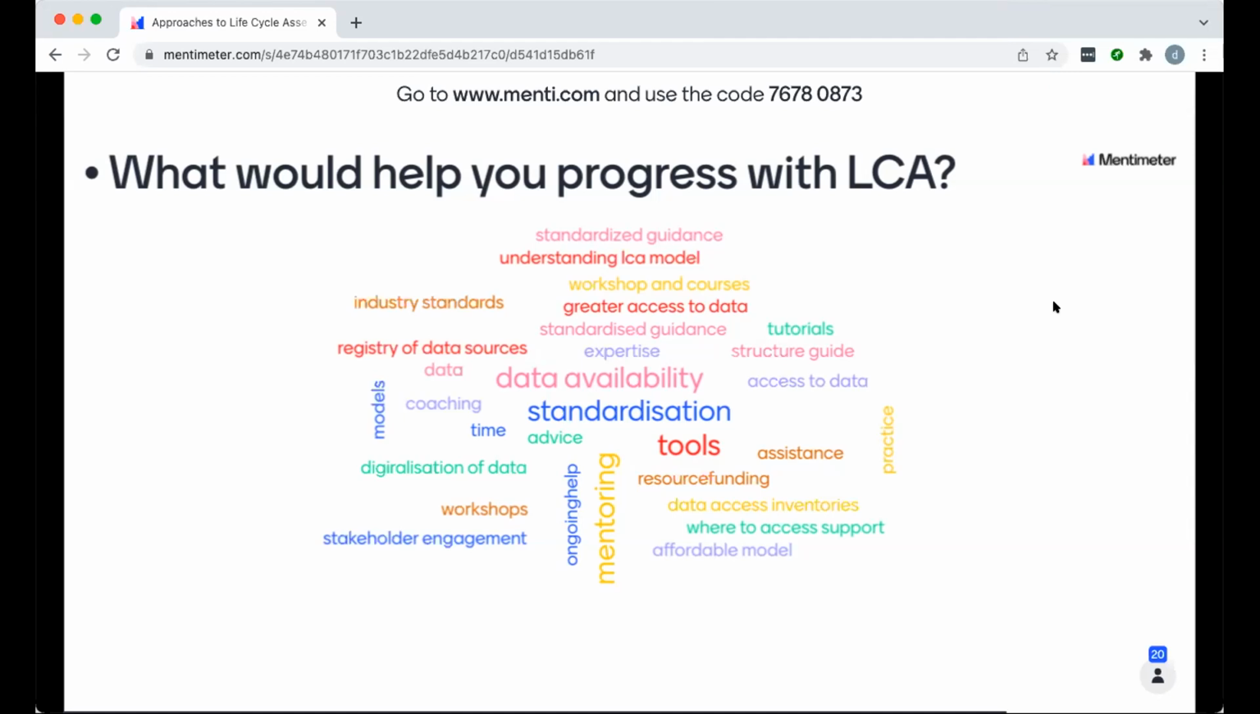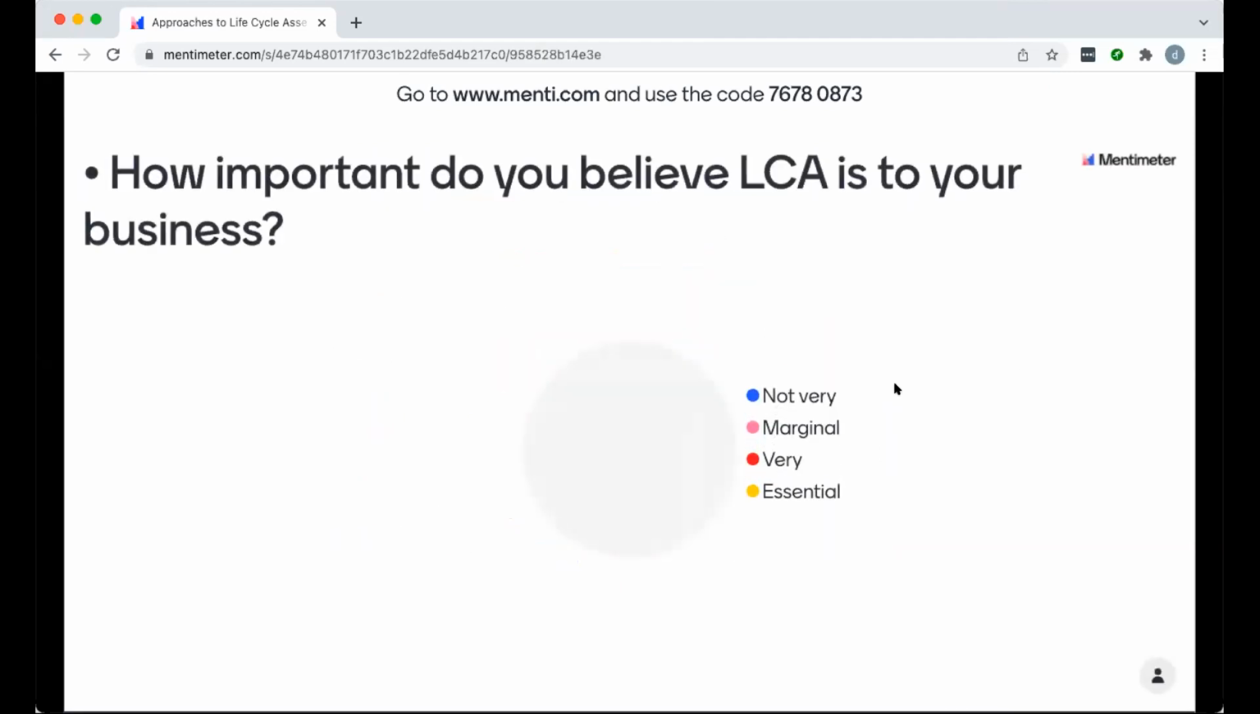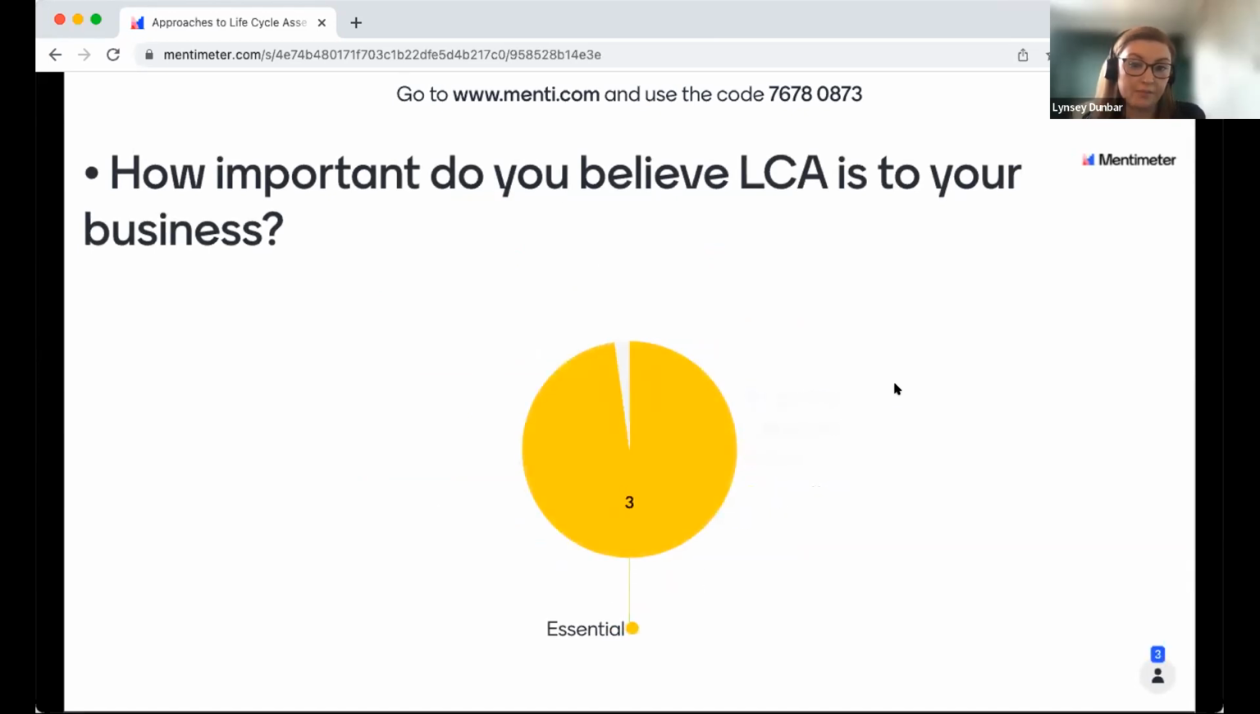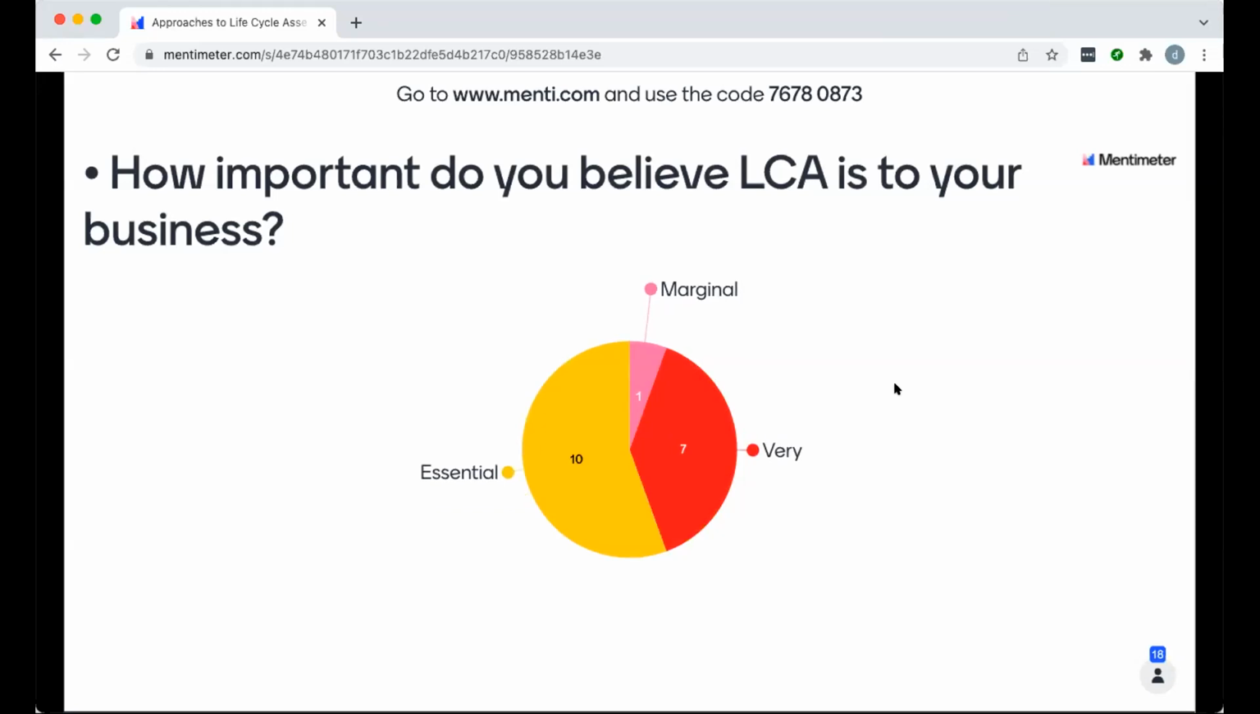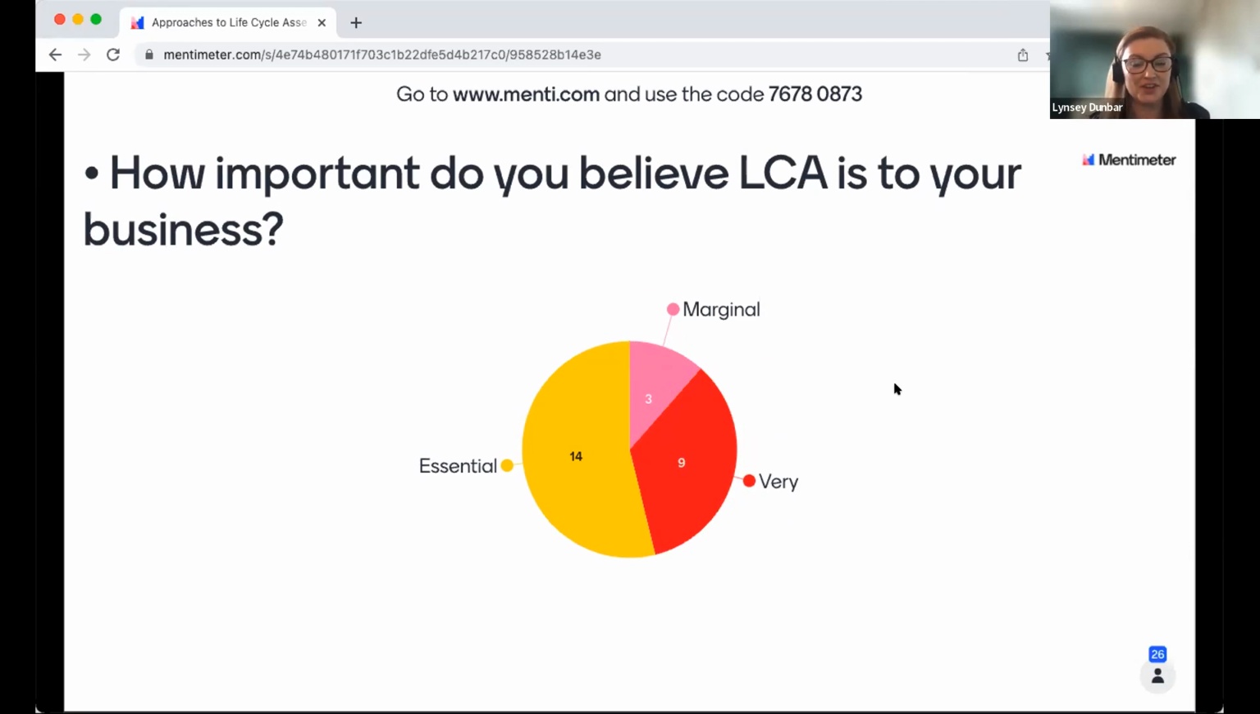Okay, I'm moving on to the next one. How important do you believe LCA is to your business? So the options are not very, marginal, very, and essential. Okay, so it's looking like no one said not very, so essential, very, and marginal. I think it's becoming increasingly more important, especially when going for funding, because a lot of funders now ask for some data on carbon accounting or LCA.